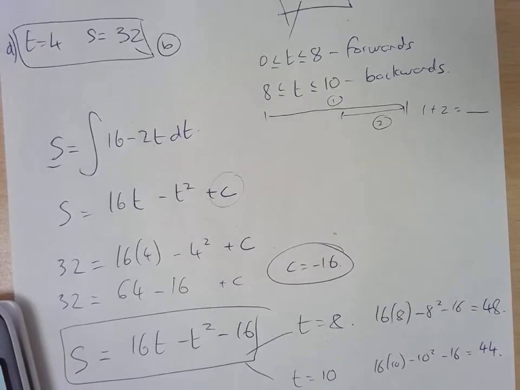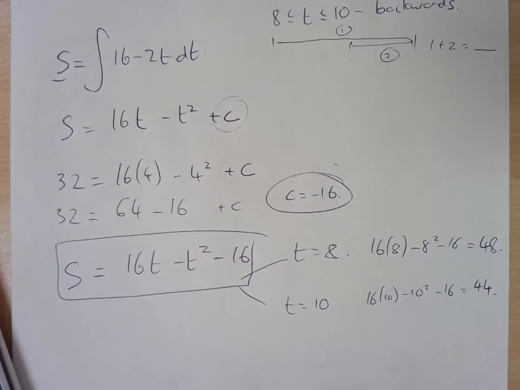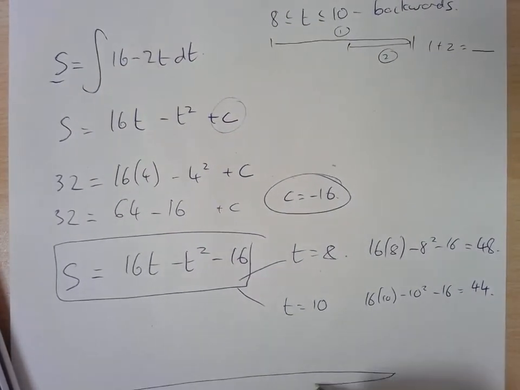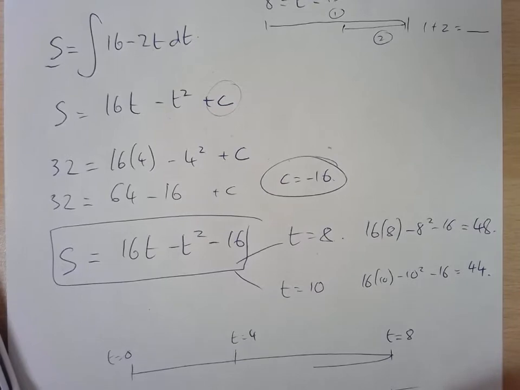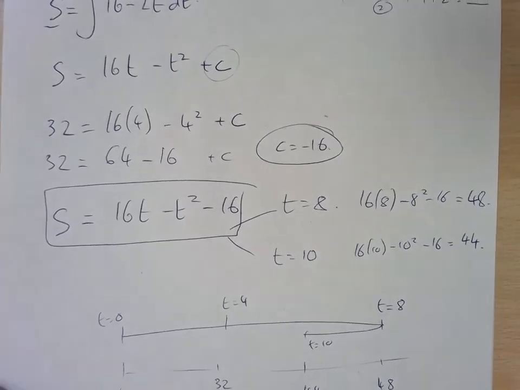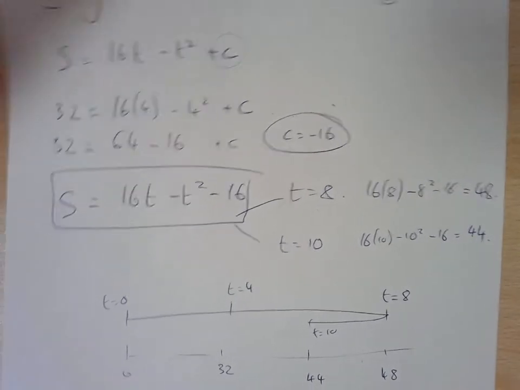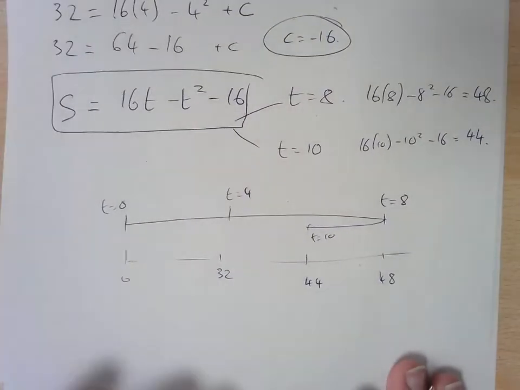So if we were to look at the journey for this, it's gone along this way and then it's come back. So this is t equals 0. At t equals 4, we're at this point that's at 32. Here's 0. At t equals 8, we're at this point here that is at 48. And at t equals 10, we're at this point here which is at 44. So the scale on this isn't brilliant. Let me just move this up. So all I've done is I've put these numbers on a line.